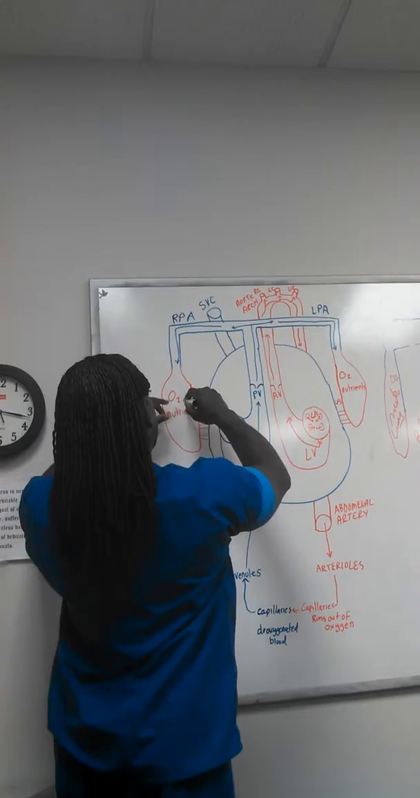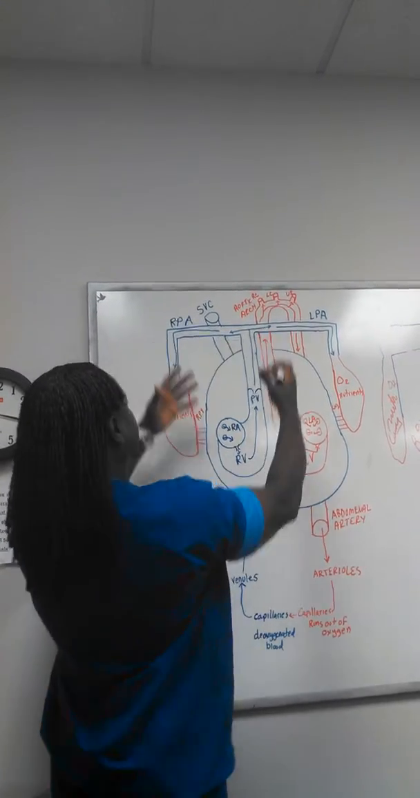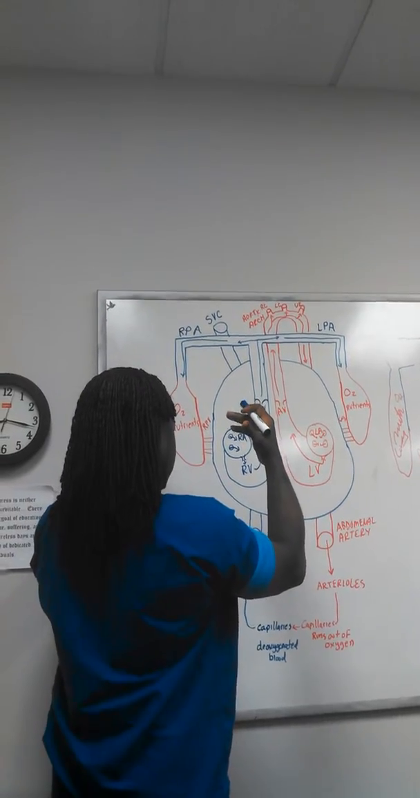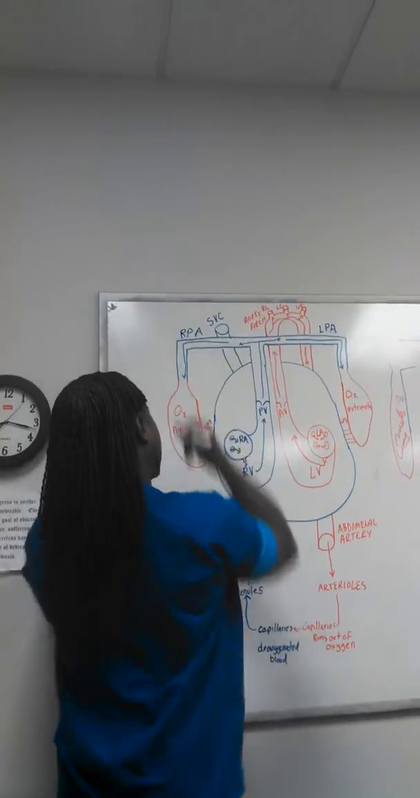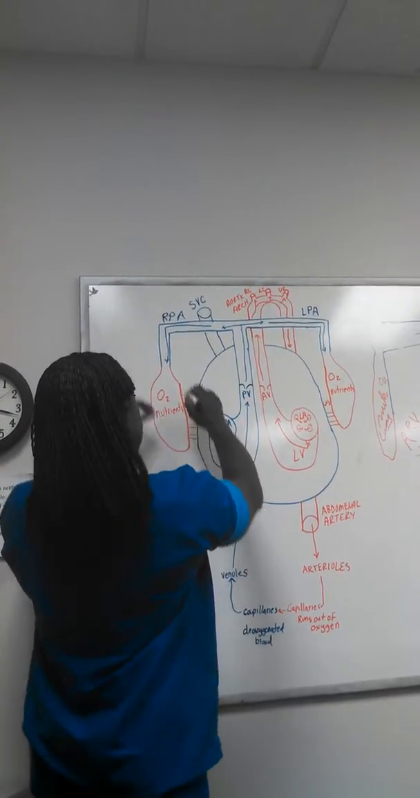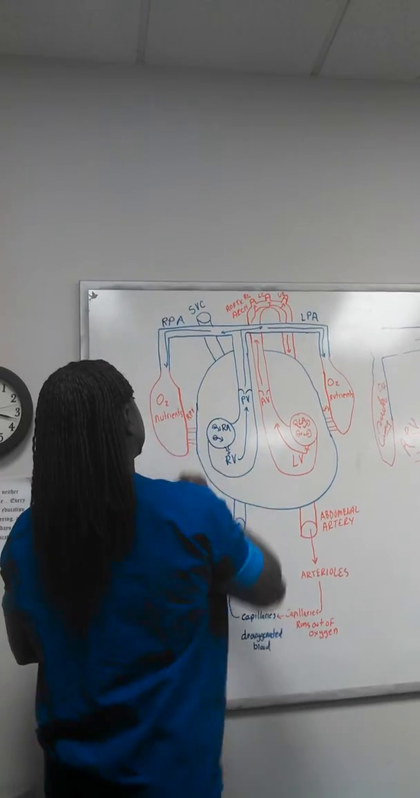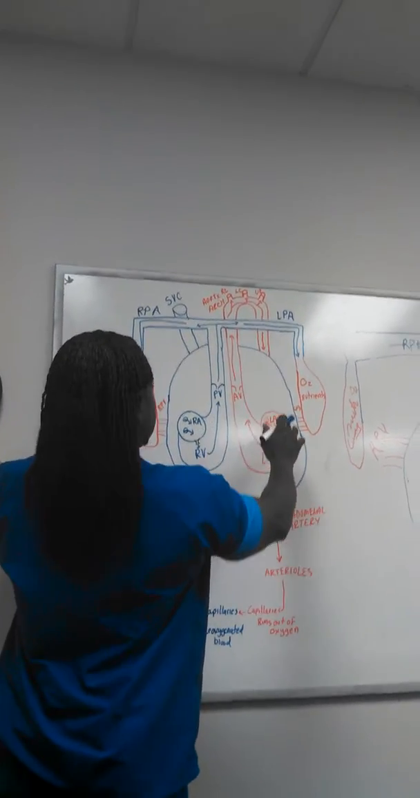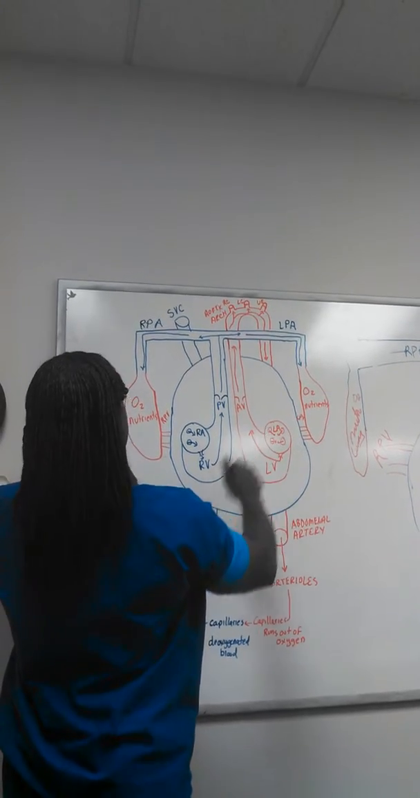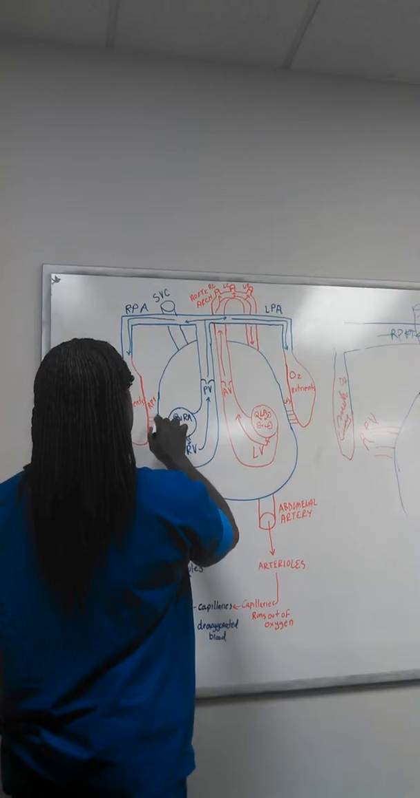Once it enters here, the person breathes out the carbon dioxide. They breathe out the carbon dioxide and they bring in oxygen, and that's what oxygenates the blood. And it also picks up nutrients along the way. Once the blood is oxygenated, it travels through the pulmonary veins.